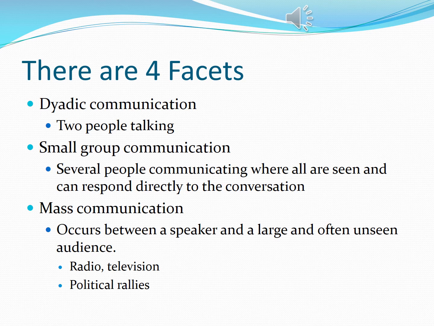The third facet is mass communication. This occurs between a speaker and a relatively large group of people that is most often unseen by the speaker. So the audience and the speaker are in 2 different places. If you want to think about things like radio and television, the nightly news broadcast, that's an example of mass communication. I have an example here on the slide about political rallies.